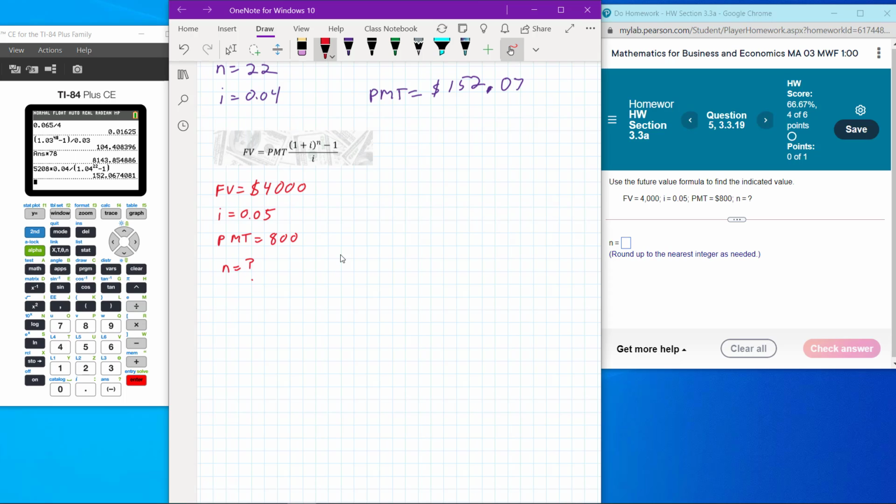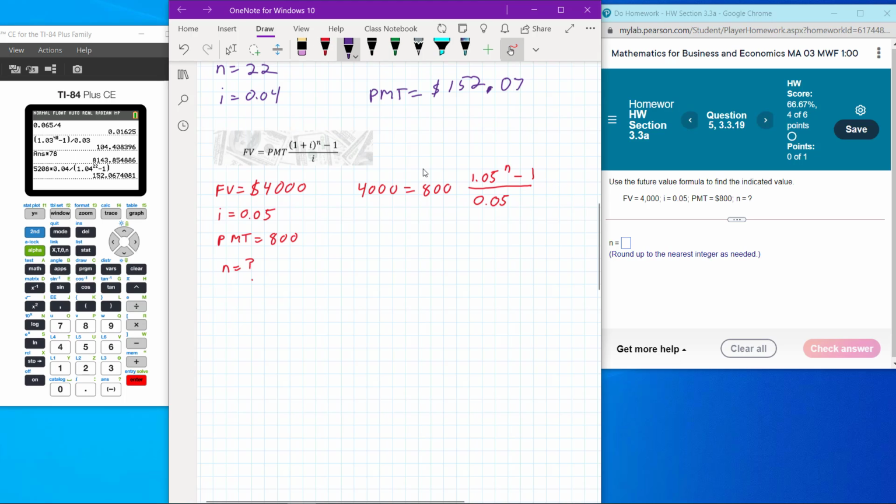Okay, so let's just basically start filling out a formula here. We are going to have 4,000 is equal to 800 times 1.05 raised to the nth power minus 1, divided by 0.05. Okay, now the first thing that we can do is we can multiply both sides of the equation by 0.05.